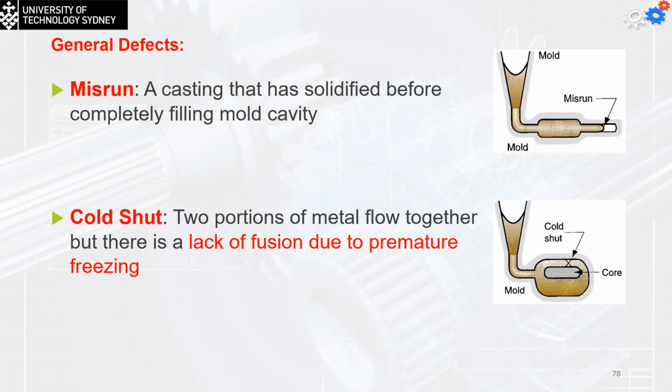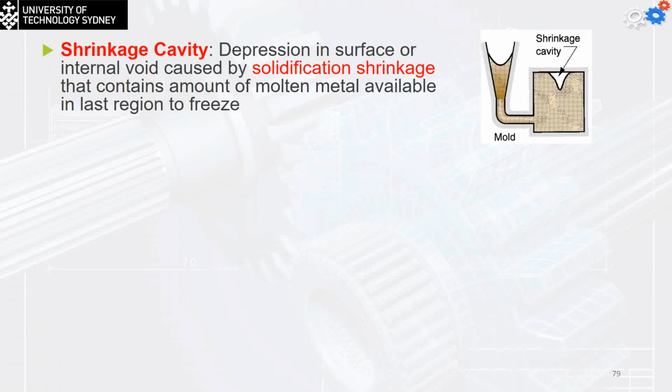The shrinkage cavity can happen in all the cases except die casting. What happens is that the depression in the surface, as you can see here, will cause an internal void, caused by solidification shrinkage, that contains an amount of the molten metal available in the last region to freeze. The cold shuts in this case are something like small cavities. Metal spatters during the pouring, and the bubbles from the foam become entrapped in the casting.